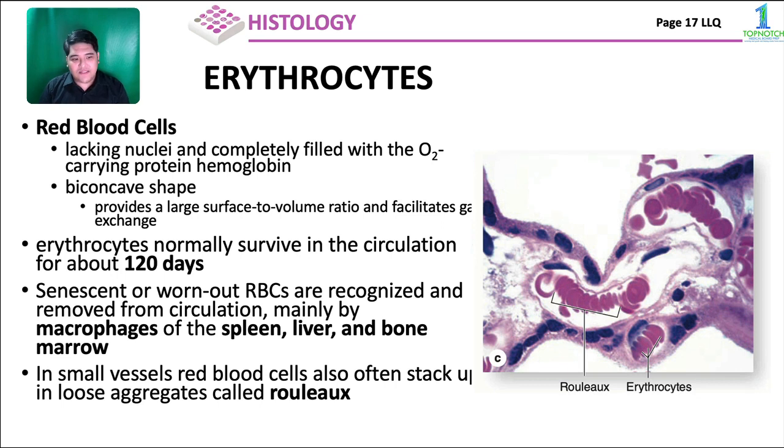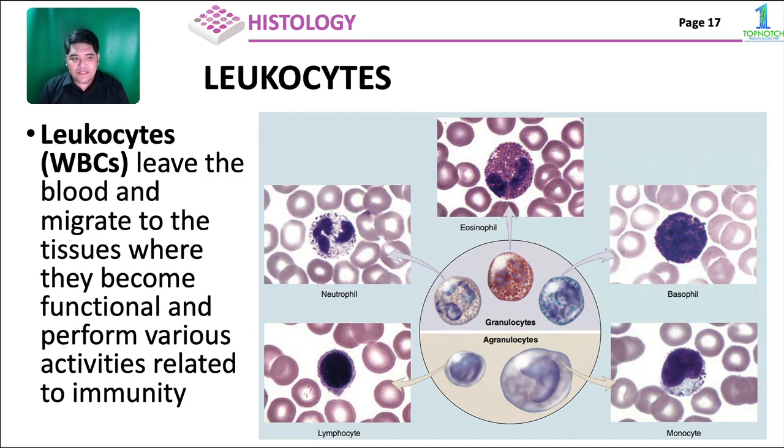Now, in small blood vessels, we have what you call the stacking up of your RBCs, and this is what you call the Rouleaux formation. Again, Rouleaux formation. Now, after your RBC, we have our WBCs, leukocytes. They are migrating transient cells because they can leave the blood and migrate to the tissue through the post-capillary venules, your diapedesis. And it's really important because they are the ones active in the immune system.